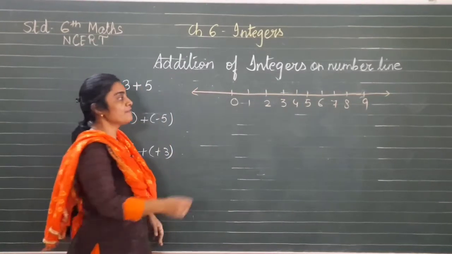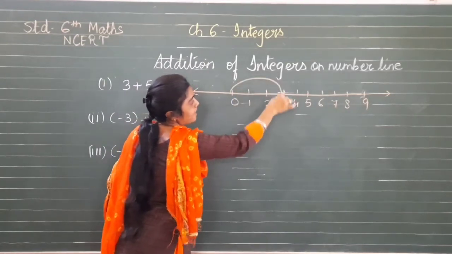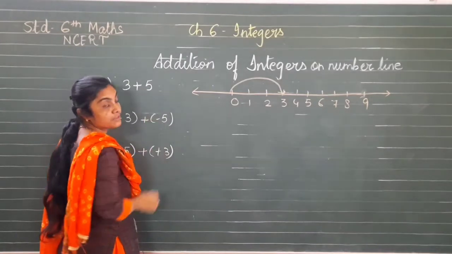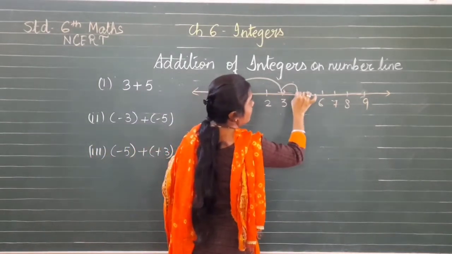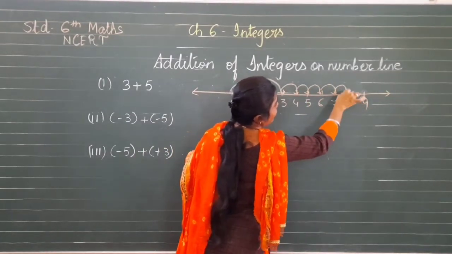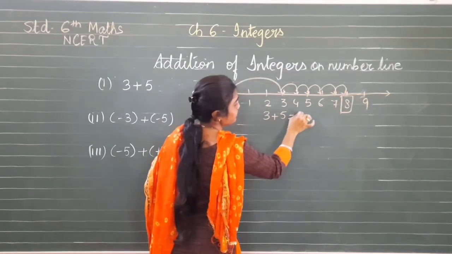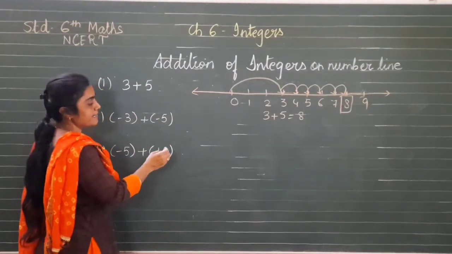Now 3 plus 5. We will start from 0 and move 3 steps. So 3, and from 3 we will move 5 steps on the right hand side. 1, 2, 3, 4, 5. So we are reaching 8. So 3 plus 5 is 8. Now let us see minus 3 plus minus 5.